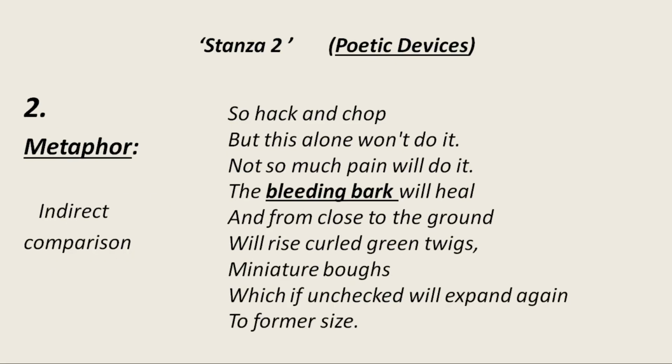Next is metaphor. In the same phrase, bleeding bark, there is an indirect comparison. Here, the poet is comparing the bleeding skin of a person with the bleeding bark. So when you hit a human being, blood comes out, and when you hit the bark of a tree, a liquid comes out, right? So there is a comparison between the tree's liquid and blood. So this is also metaphor.